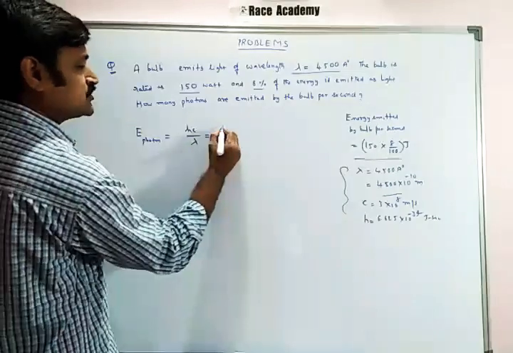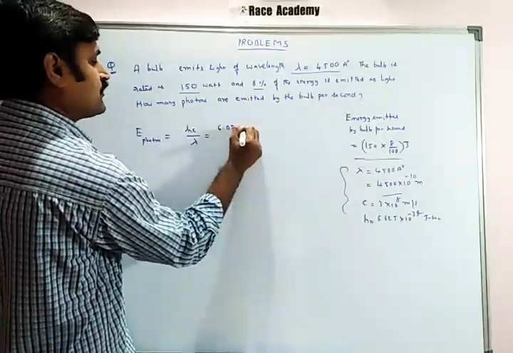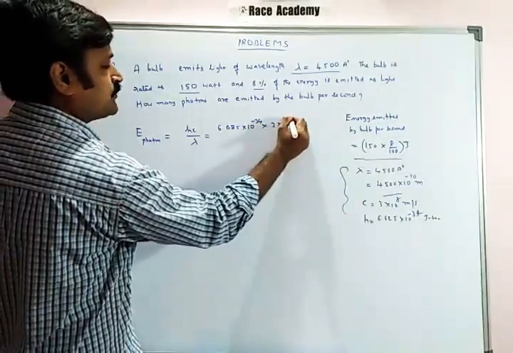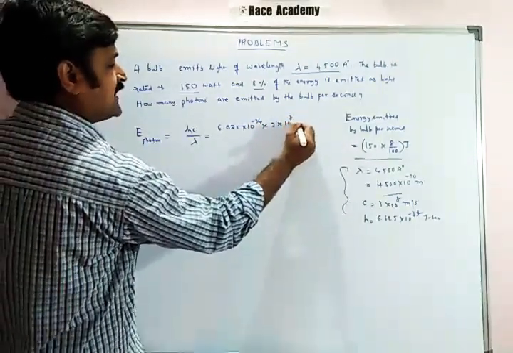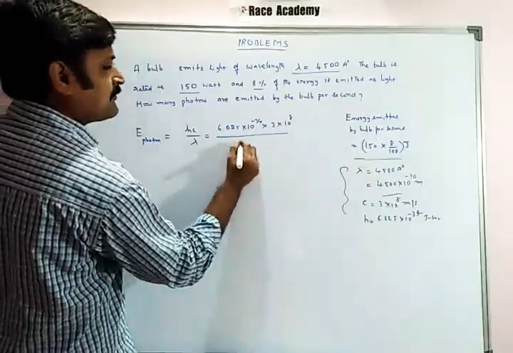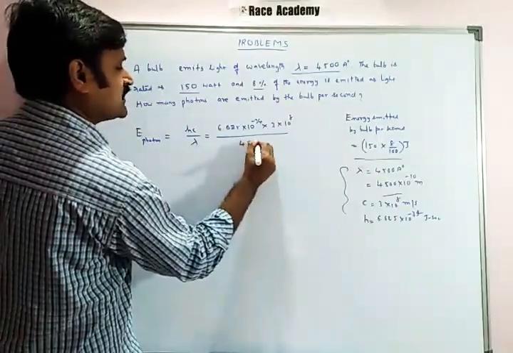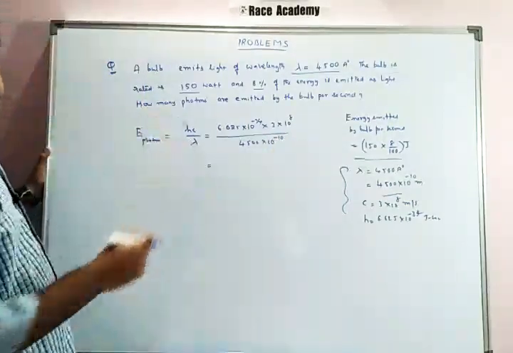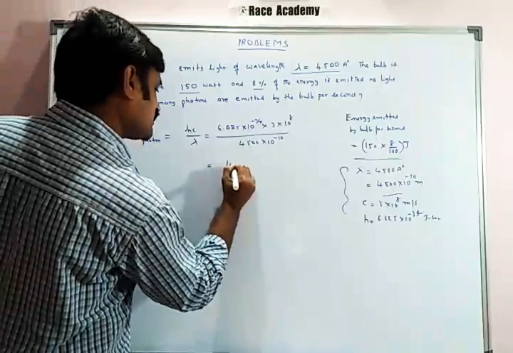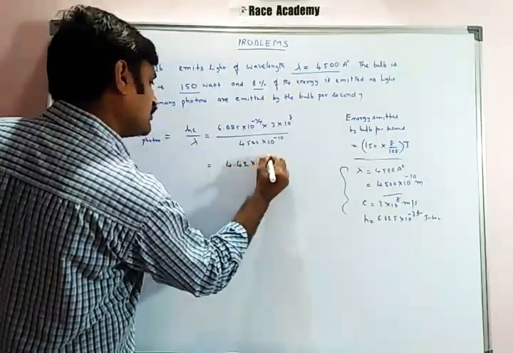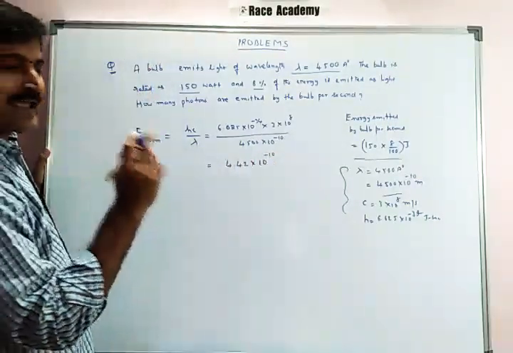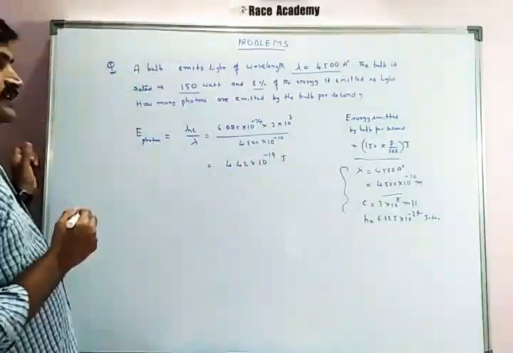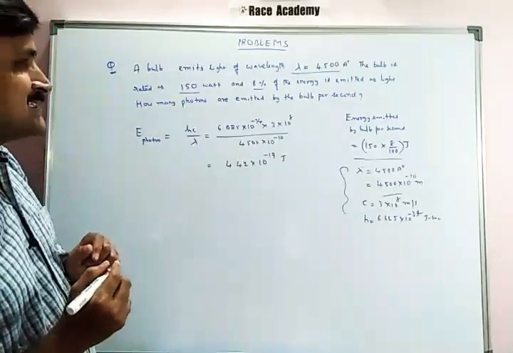So in this if we substitute, then it will be 6.625 into 10 to the power of minus 34 into C value, 3 into 10 to the power of 8 meter per second, divided by lambda value, 4500 into 10 to the power of minus 10 meters. Upon simplification I have got the answer: 4.42 into 10 to the power of minus 19 joules. That means one photon energy is how much? This is the value.